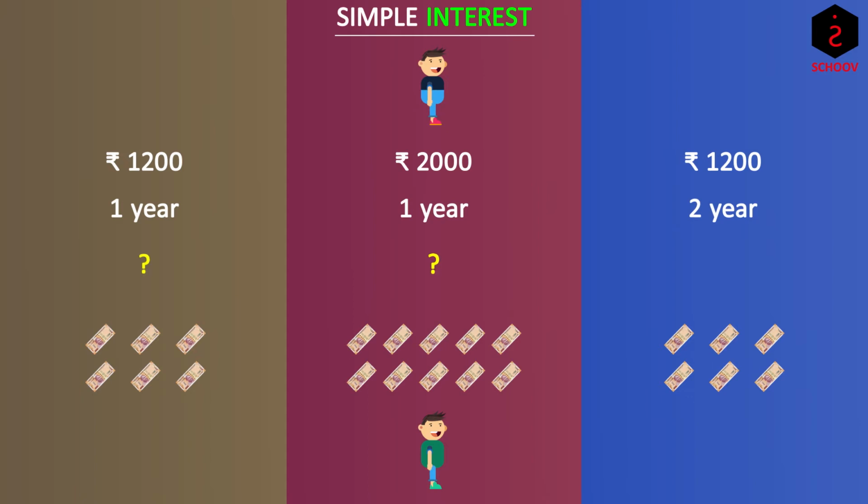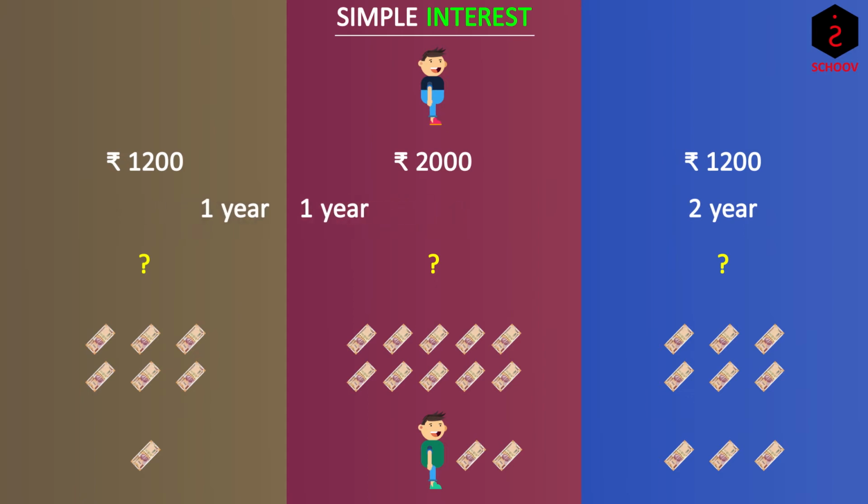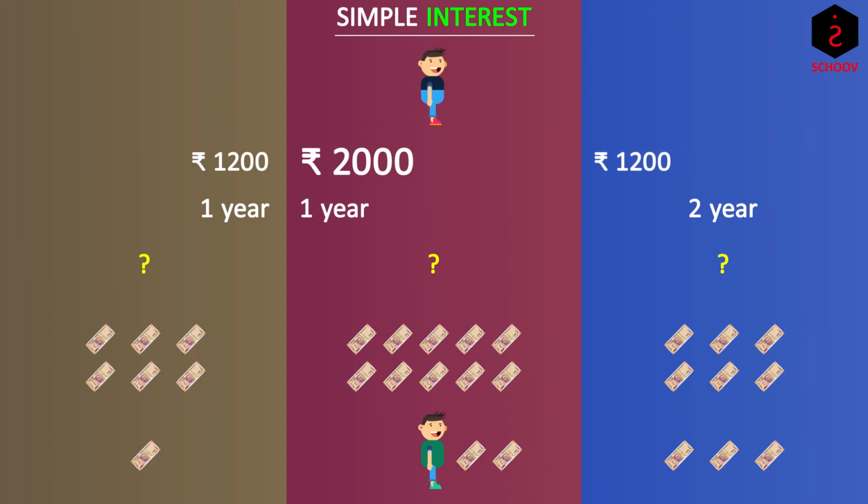We don't know how much extra. But what do you think? Will that extra money be the same in all these 3 cases? Use your common sense. Actually, no, it will not be the same. Why? Because in the first 2 cases, returning time is the same, but the amount lent is different. In the third case, the amount is 1200, but the returning time has increased. So obviously this extra shouldn't be the same in all the cases.